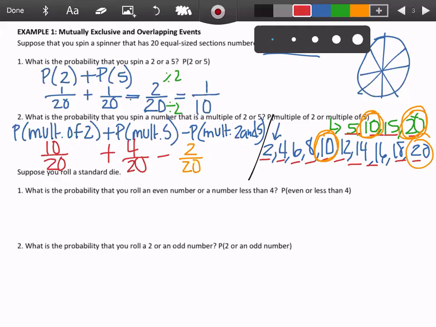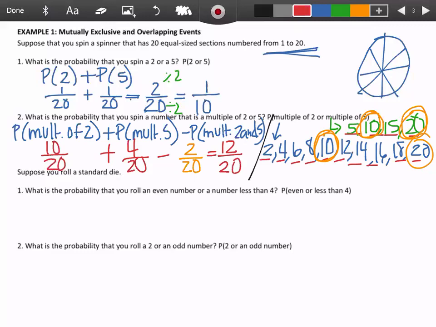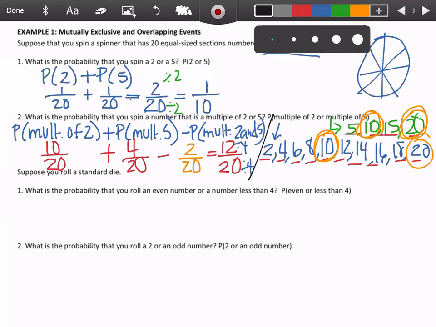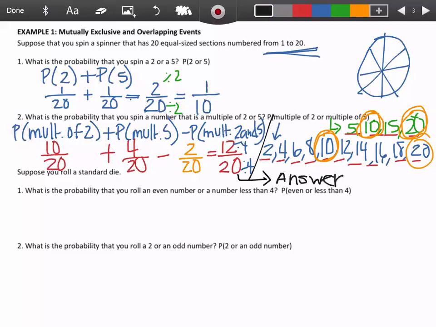We can add these and then subtract 2. So 10 plus 4 is 14, minus 2 is 12 over 20. And remember, we are going to reduce these this time. So both numbers are divisible by 4. We're going to divide the numerator and the denominator by 4. And we are going to get an answer of 3/5. So the answer is 3/5.